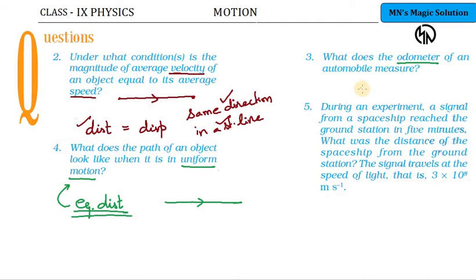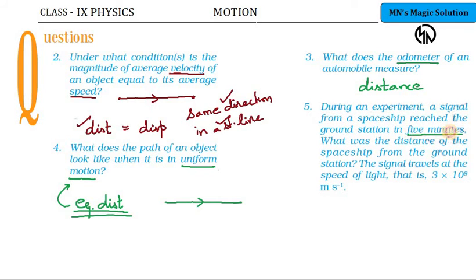So, what does the odometer measure? It measures the distance. Please do not write it as displacement. It is definitely distance. Even if you go around in circles, it will show the same distance in kilometers. Question number 5. During an experiment, a signal from a spaceship has reached the ground station in 5 minutes.